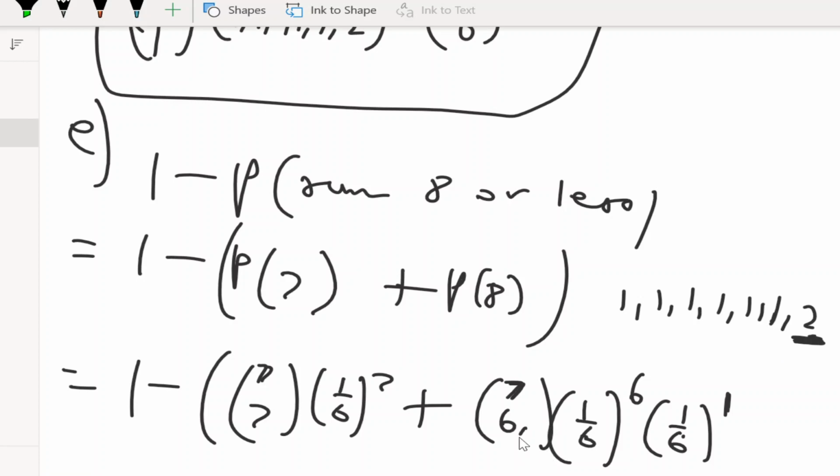Let's actually write it as a multinomial, because I think that's just better to understand. So the probability of getting sum 8 is just getting 6 ones and 1 two. So 6 ones and then 1 two. Okay, there we go. And then times 1/6 to the 6, where we have 6 ones and then 1 two.